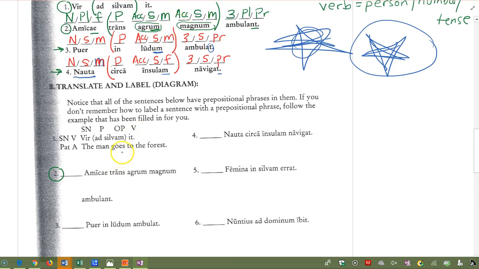Okay. Amici ambulant trans agram magnum. Amici, subject noun. What is being said about amici? Amici ambulant, verb. Trans, preposition. Agram, object of the preposition, and this is an adjective. Normally we pop all the way to the end, but this is a quick pop with an adjective there.